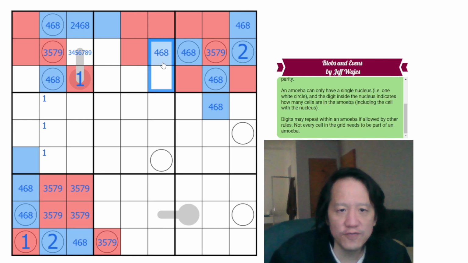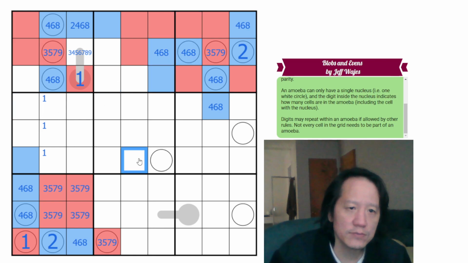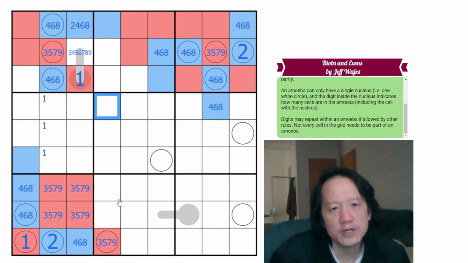This must be at least 4, so it has to continue down here because there's no other place for it to go for the amoeba. Again, this could be here or it could go here and then continue on, so that's fine.